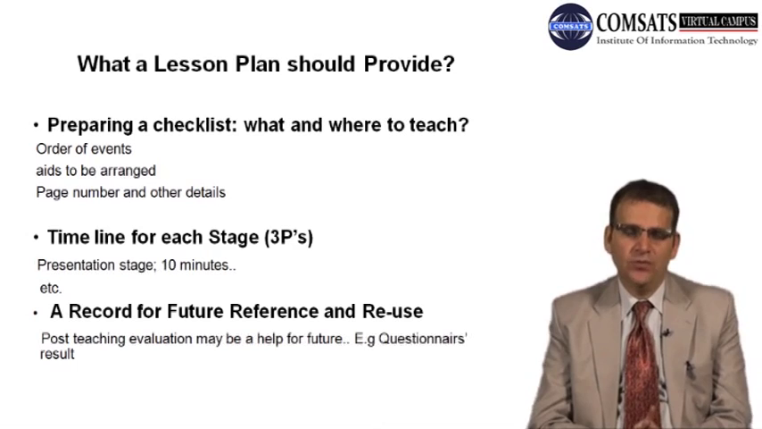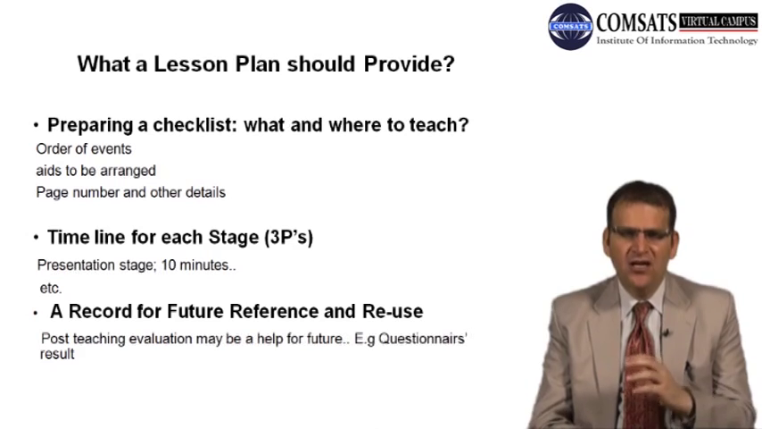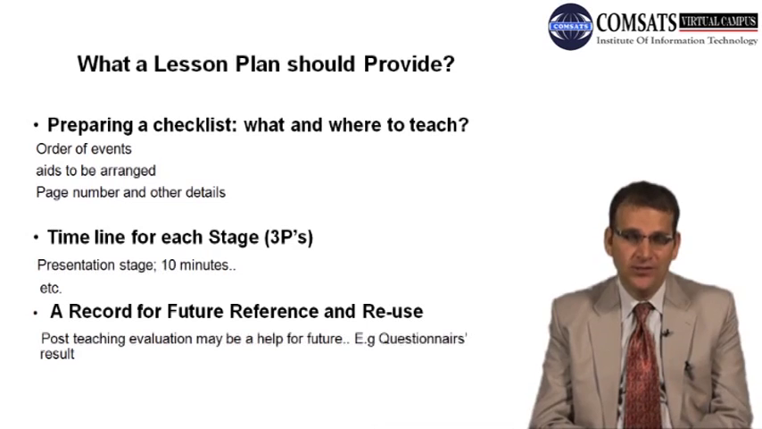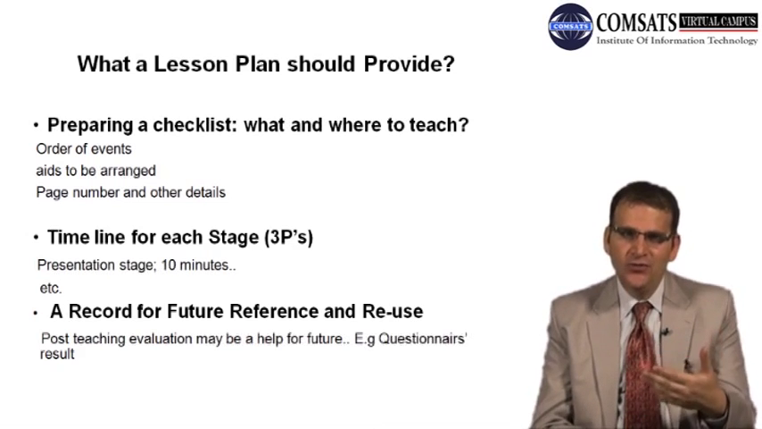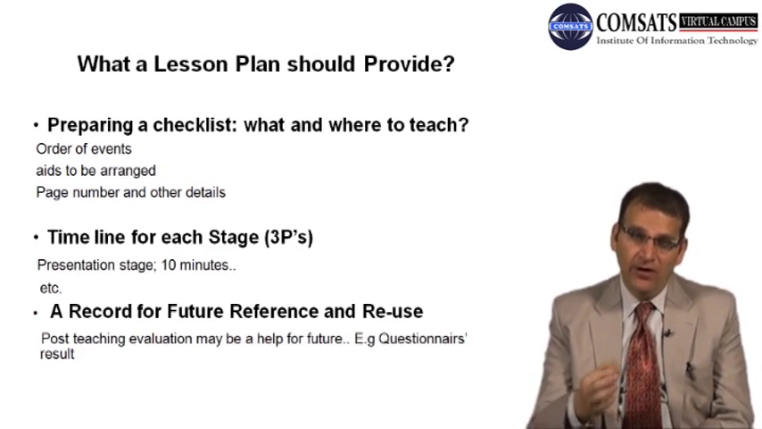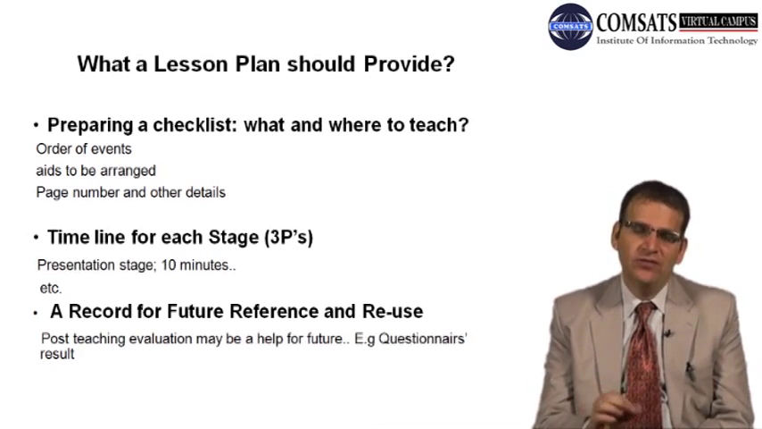The next thing, my dear students, is preparing a checklist. Of course, when you make a lesson plan, there is a checklist. Initially you need it, but after some time this checklist should be at your fingertips, and you can easily find it out. So what is the checklist? What and where to teach. Again, it's important. What means what to teach, and where means the exact place. The order of events, aids to be arranged, page number, and other details are important. Which chapter, which topic of the book, and where: in a language class, in a school, in a university, in a college. So again, it's important.